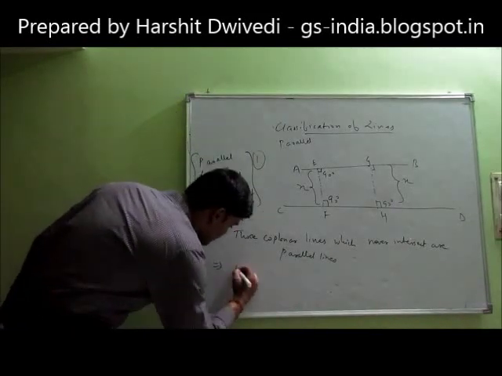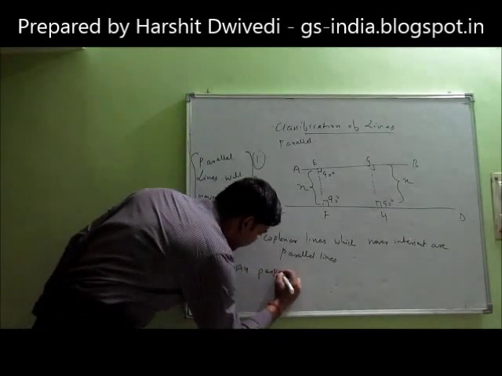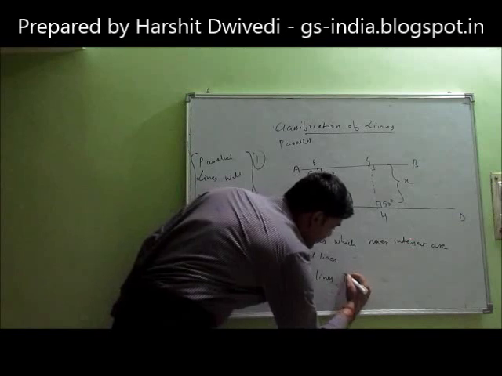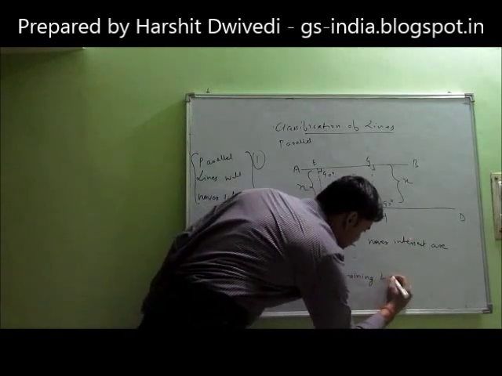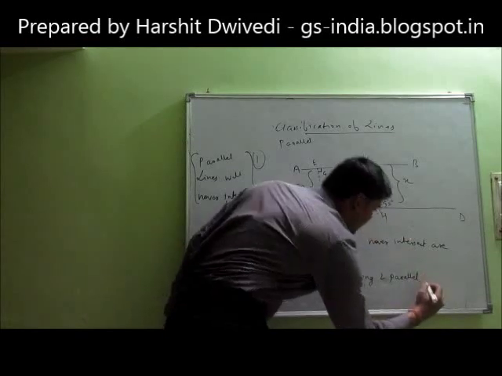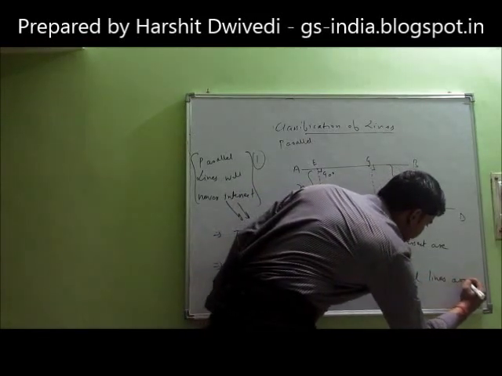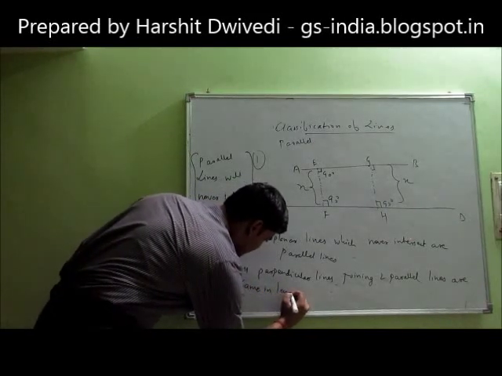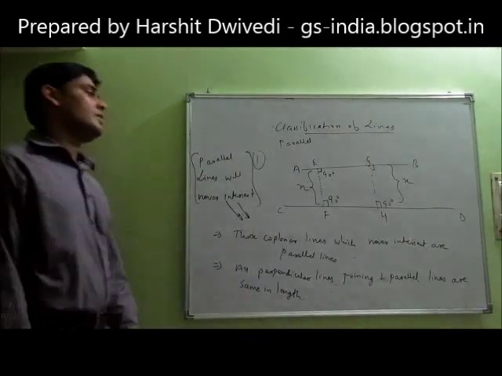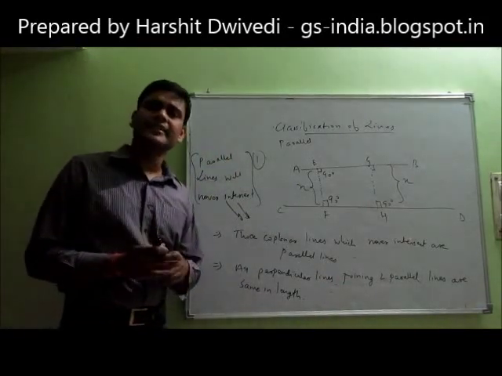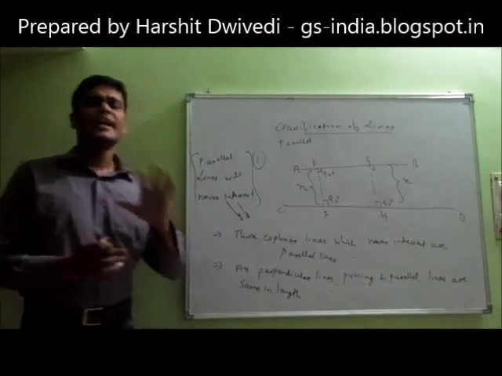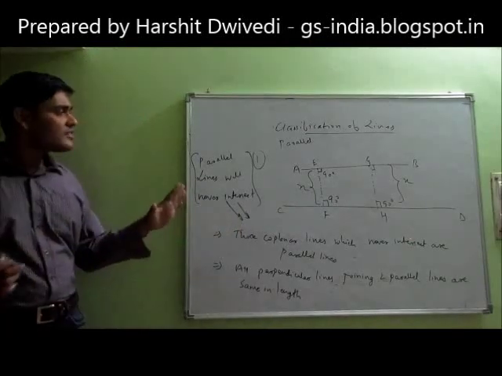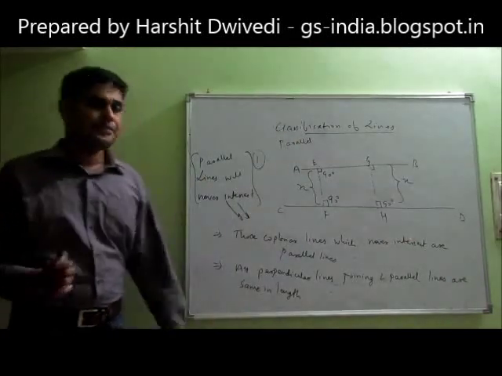So we are writing the second property. All perpendicular lines joining two parallel lines are the same in length. Very basic things about parallel lines. 99% of you will be knowing this thing. But in order to build the concept, in order to start in the most basic sense, this is the way to proceed.